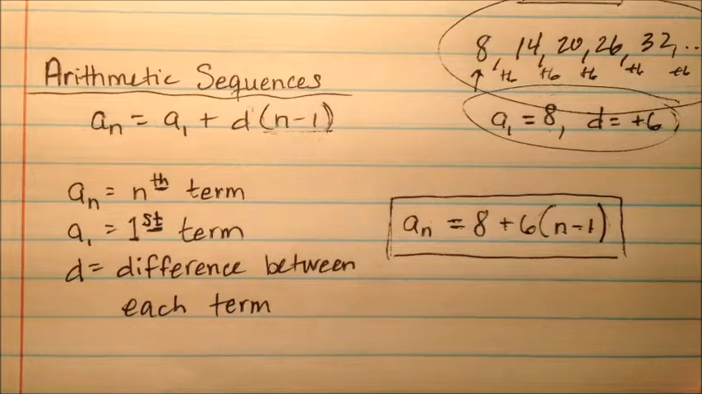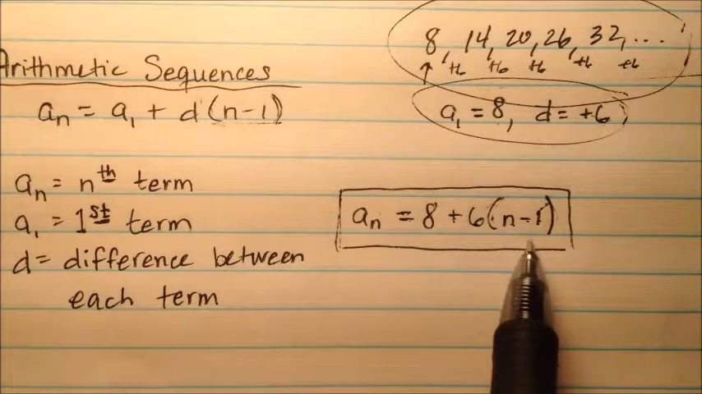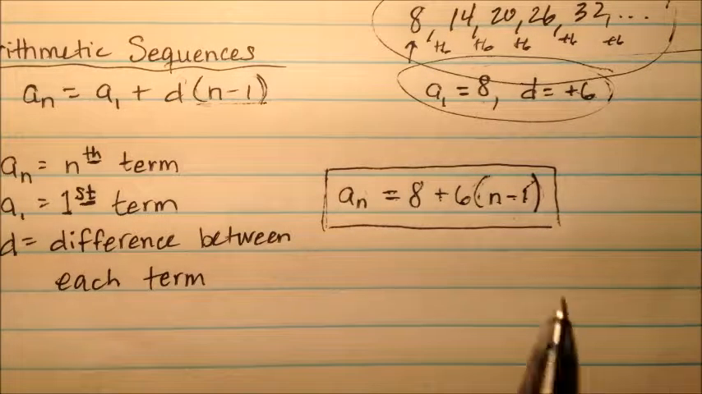Well, why does this n minus 1 go here? What is it good for? What does it do? How does it affect it? Okay, so lots of good questions.